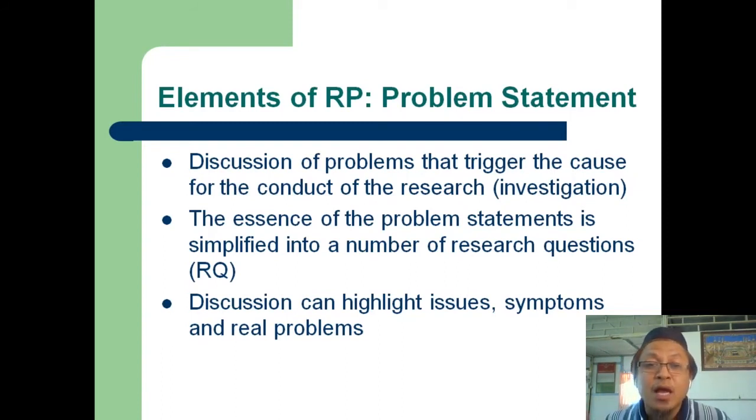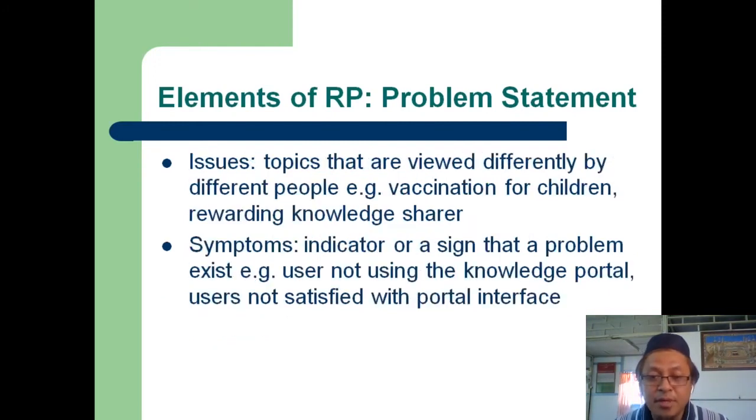The problem statement is actually the discussion of the problem that triggers the need to conduct the research. Basically you will highlight the problem that warrants research. The essence of that problem statement, later on, you can simplify into what we call research questions. In the discussion of the problem statement, you will highlight issues, symptoms or the real problem, and topics that are viewed differently by different people.